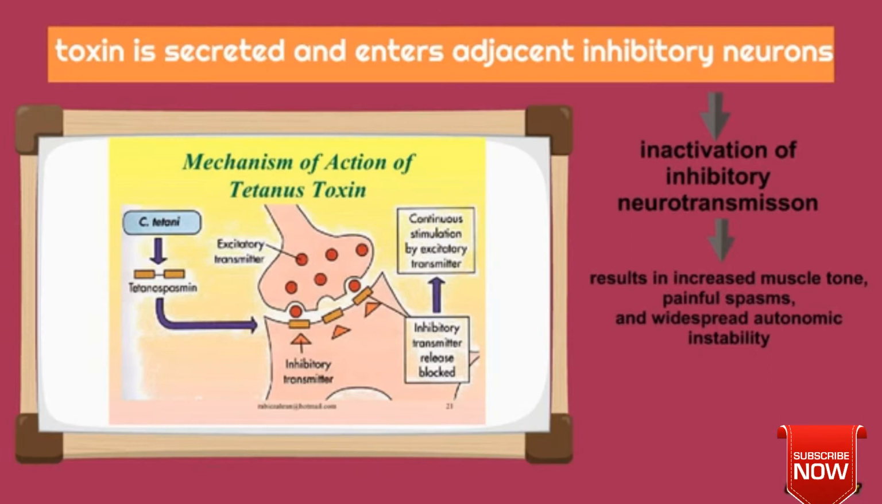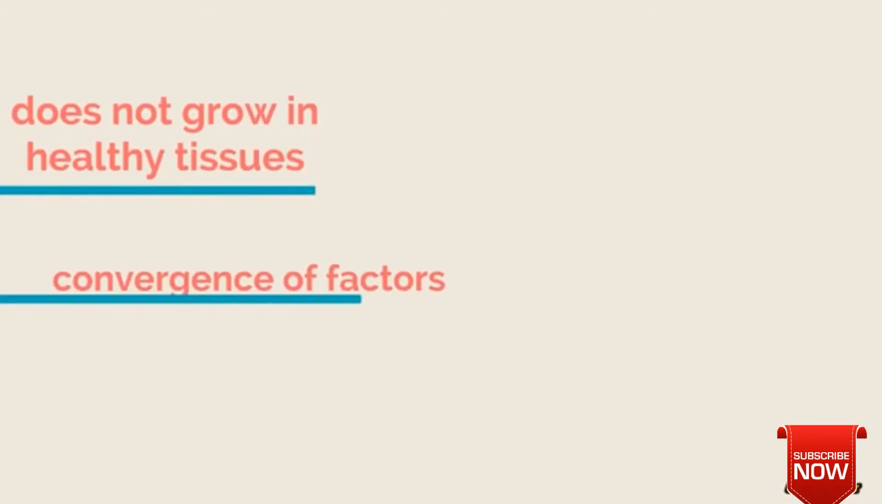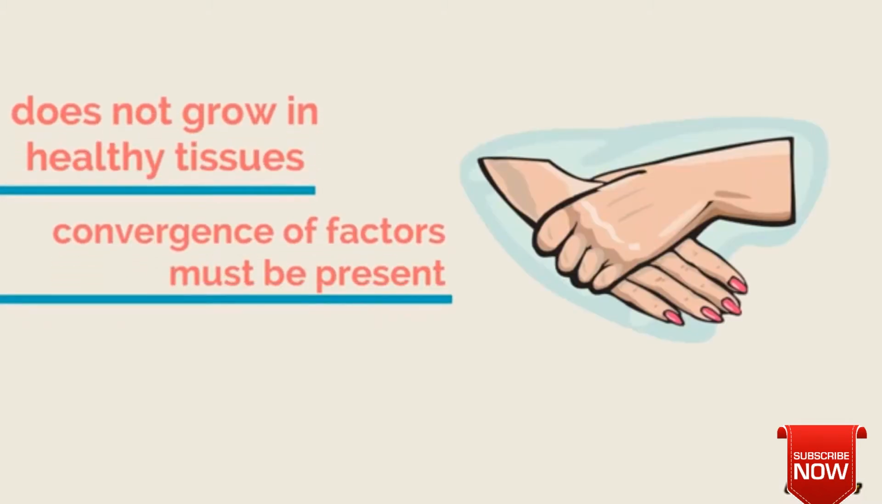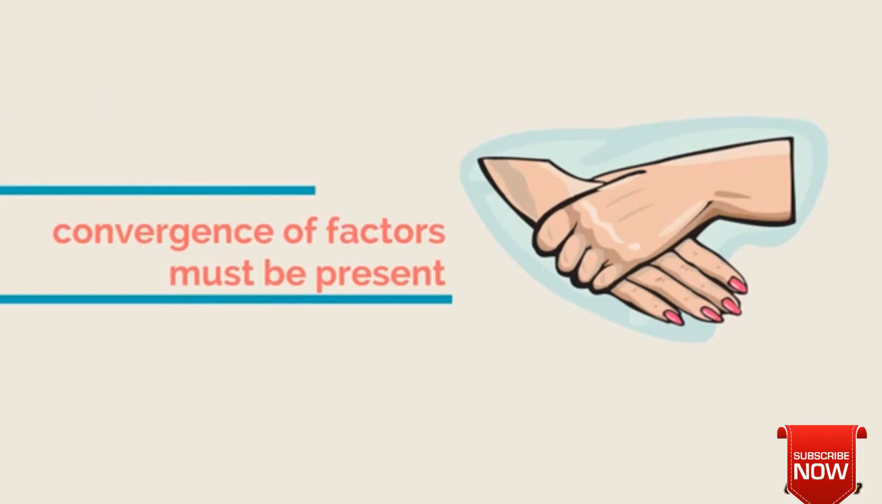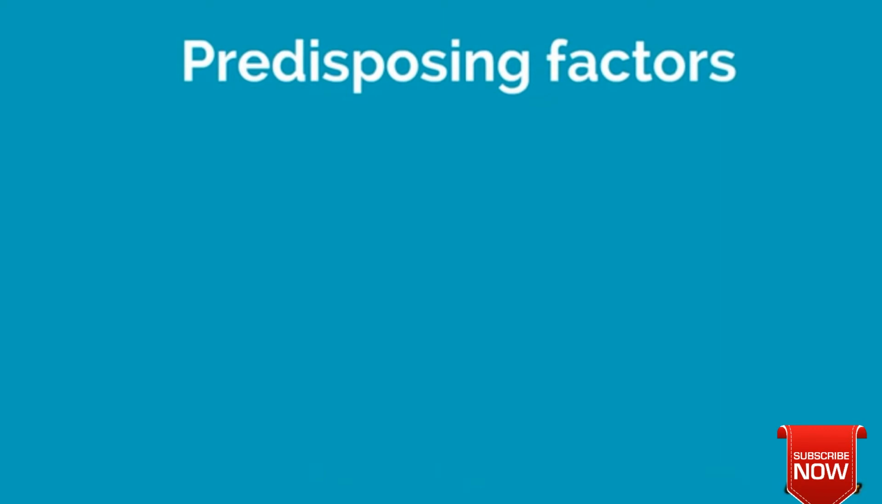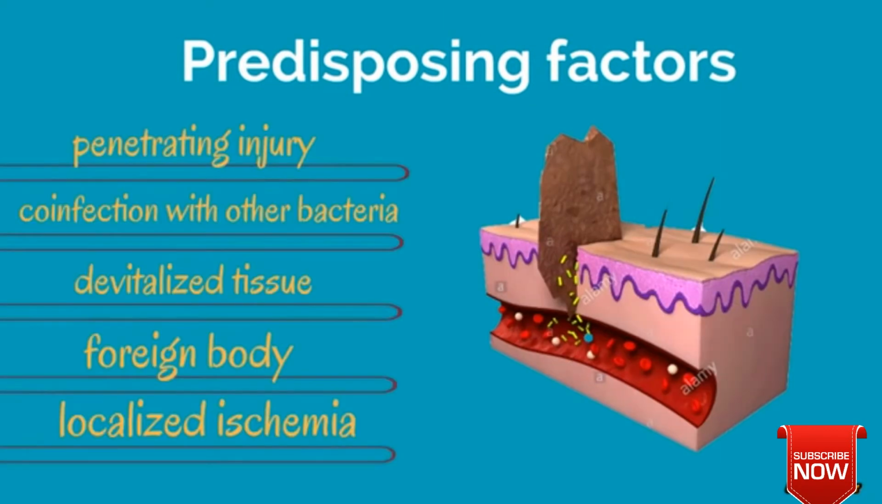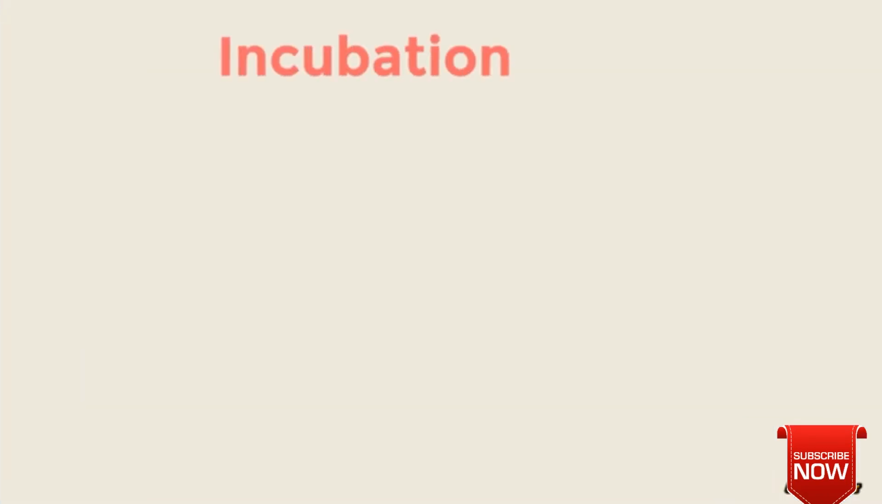Because Clostridium tetani will not grow in healthy tissues, a convergence of factors must be present in order for tetanus toxin to be elaborated in the human host. This combination of factors usually includes absence of antibodies plus two or more of the following: a penetrating injury, co-infection with other bacteria, devitalized tissue, a foreign body, or localized ischemia.